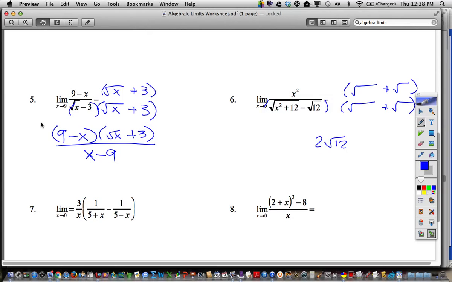Well, these almost cancel, but what do you need to do? You've got to take out a -1, because when you take out a -1, the 9 will turn negative and the negative x will turn positive, so you'll end up with x minus 9. Now we can cancel them. And remember, once we cancel, the whole point was to get something to cancel.